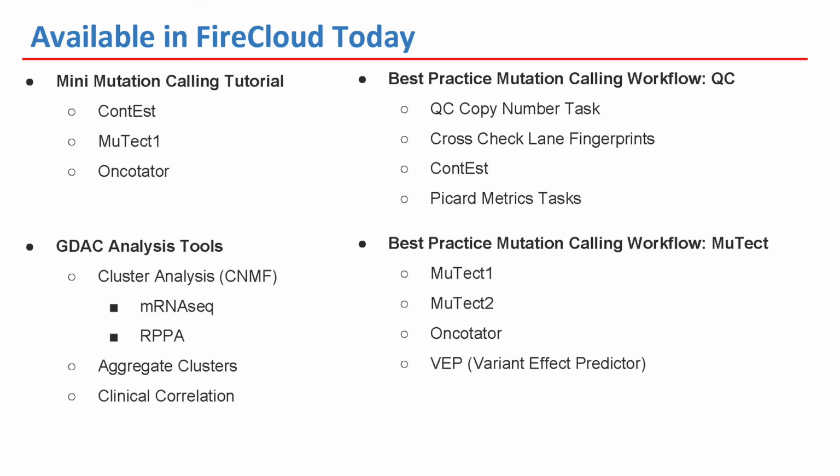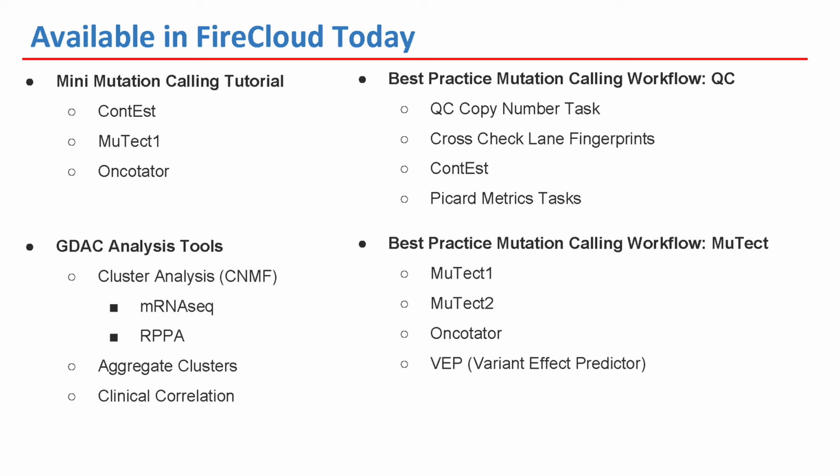Okay, so what's available today? I know this is the first question everyone's going to ask, so I figured I'd just get it out of the way now. This is what we've got now. Loaded, you could access all of these tools right now. We have our mini mutation calling tutorial, which runs on mini BAMs, and it's also a little truncated mutation calling that just has ContEst, MuTect1, Oncotator. We have a handful of GDAC analysis tools. That's the cluster analysis that we're going to run today, and a couple of other ones.